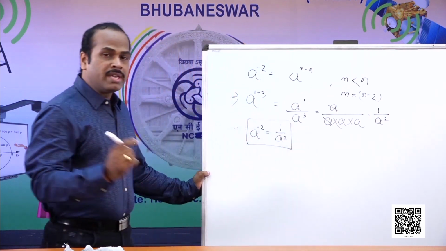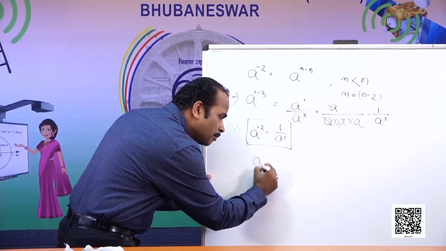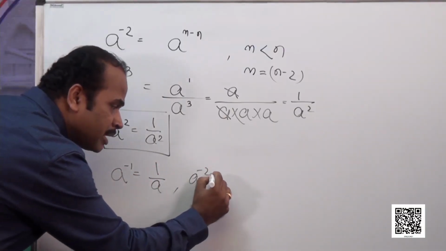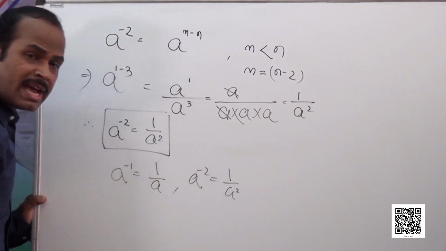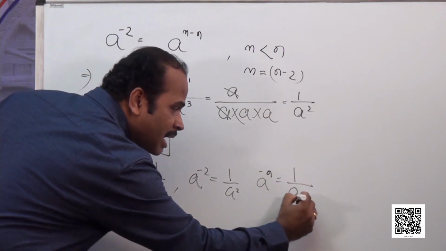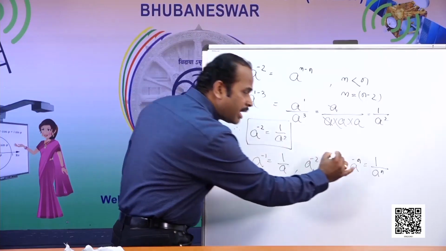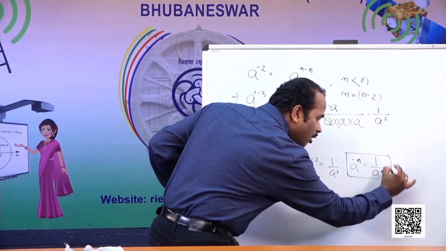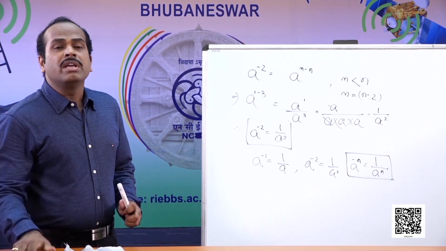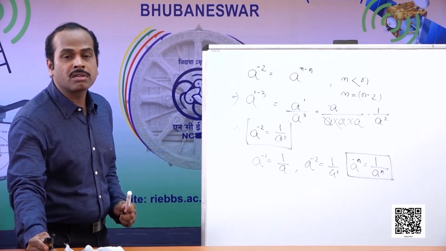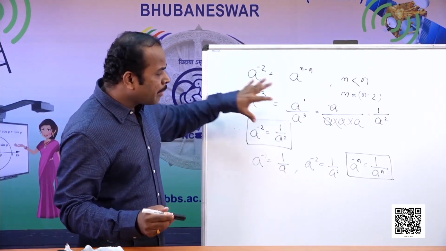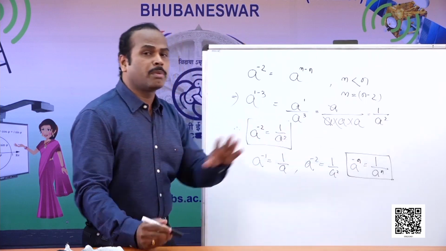So here I got to know that a to the power minus 1 is equal to 1 by a and a to the power minus 2 is equal to 1 by a square. Similarly, I can write a to the power minus n equal to 1 by a to the power n. So this is the generalization I can draw from these laws of exponents. In this way we have expressed a to the power minus n equal to 1 by a to the power n.